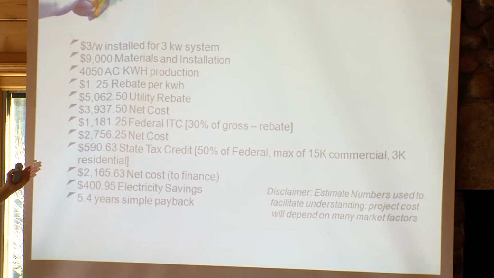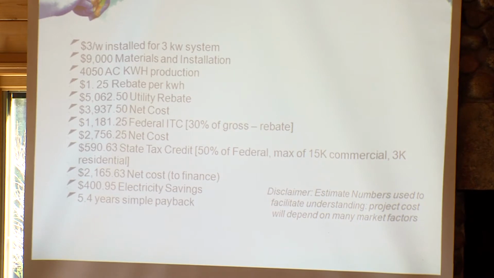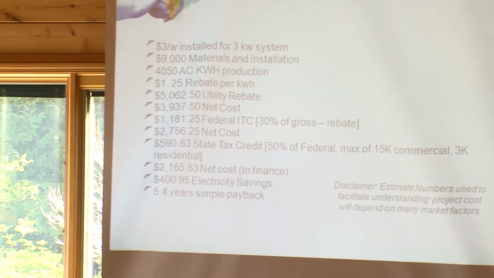And then the state has a 50% of the federal tax incentive in place right now. And so you get to claim another just under $600 under state taxes. So now your net cost is $2,000. You're producing, as I said, 4,000 AC kilowatt hours production. That's $400 a year you're saving. This thing pays for itself in 5 years. And it's an annuity, because these systems are warranted at 25 to 30 years.